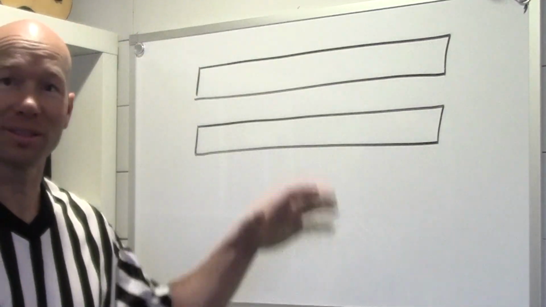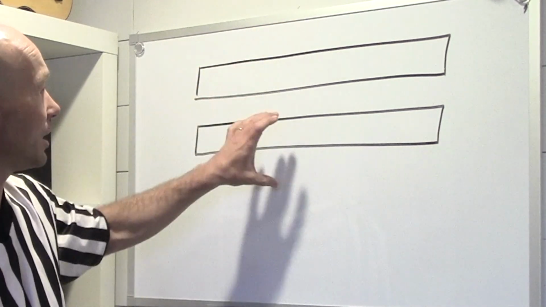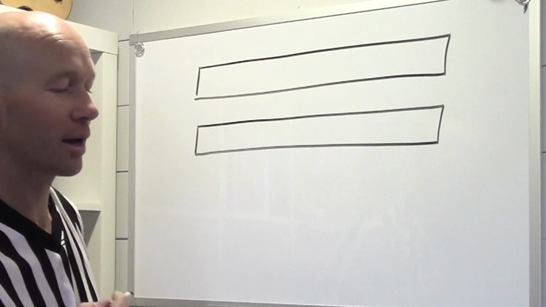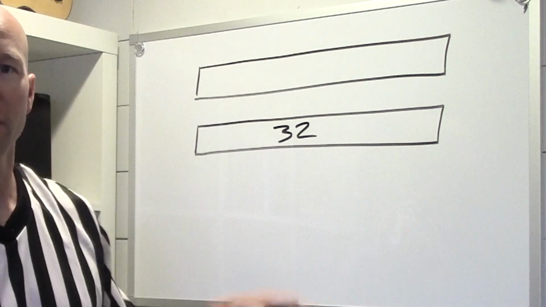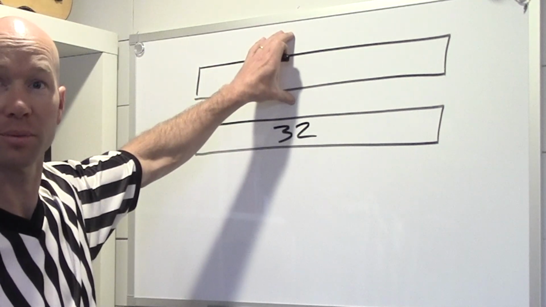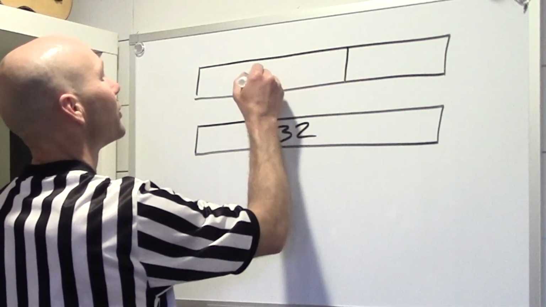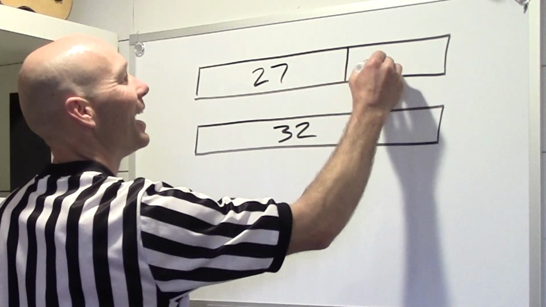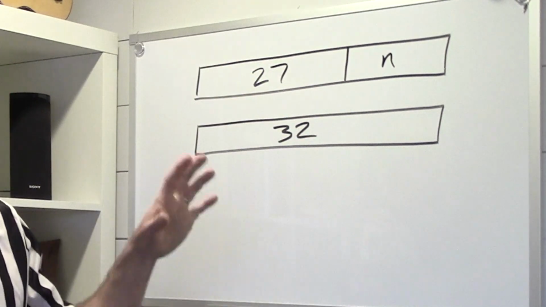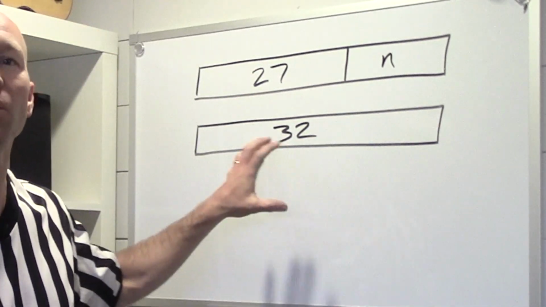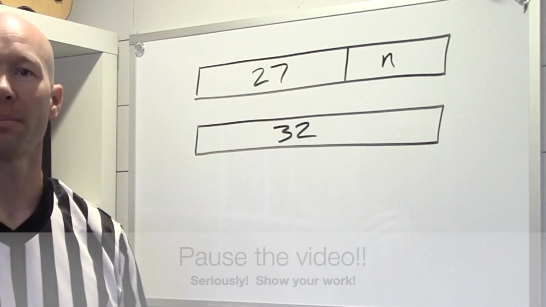Okay, another way to show balance besides using a scale is a tape diagram, right? The top tape is equal in value to the bottom tape. So, if I have a bottom tape that has the number 32, then whatever is on the top is going to equal 32. So, let's just say, we're going to put 27 and n. 27 and n now equals 32. Now I would like you to pause this video and to write an algebraic problem that represents this tape diagram.